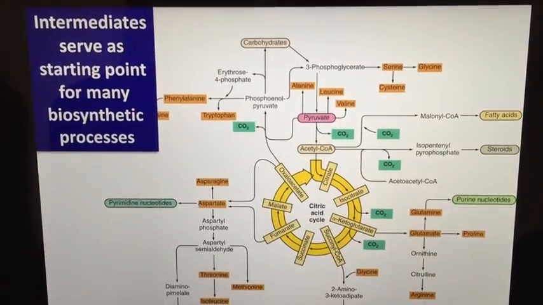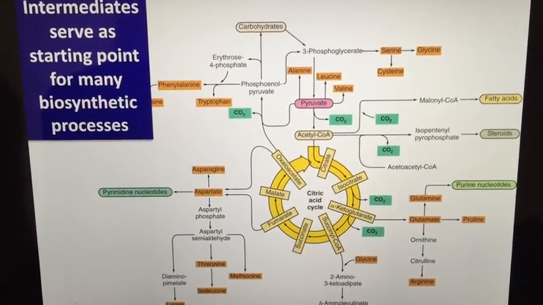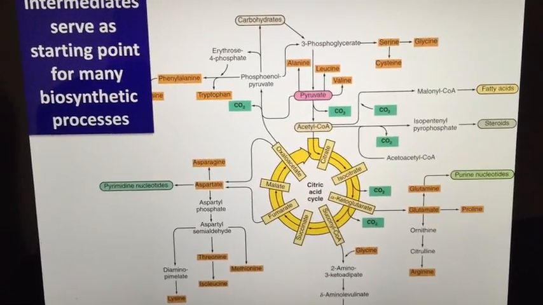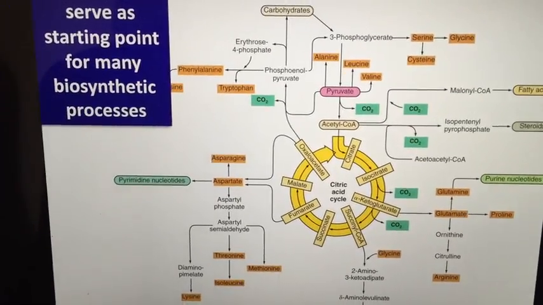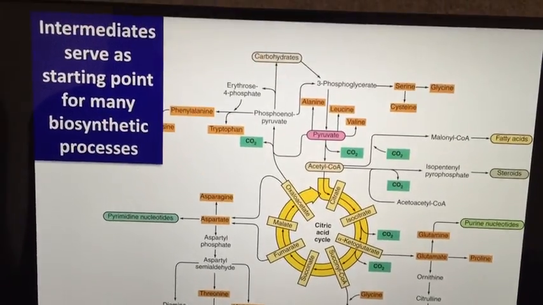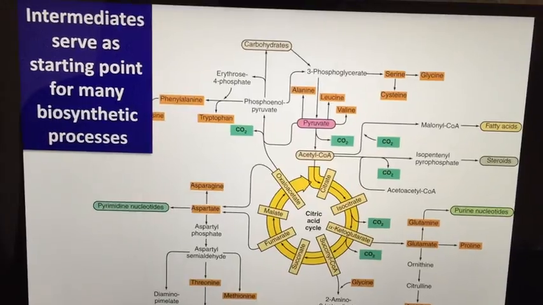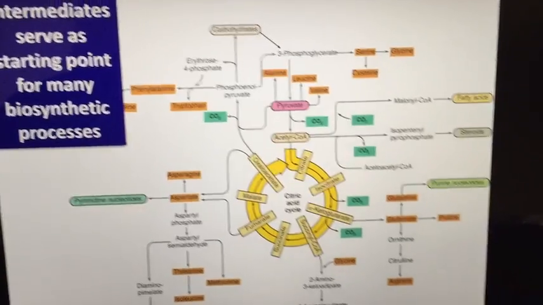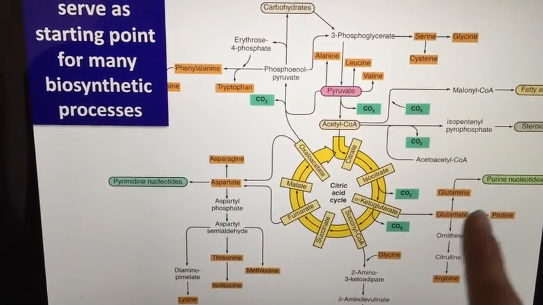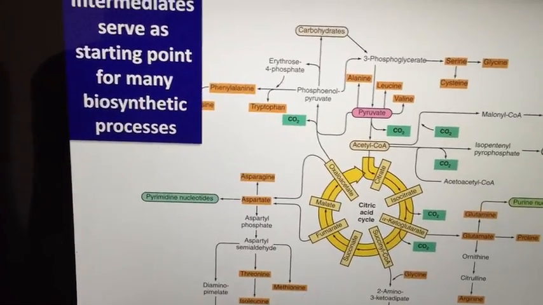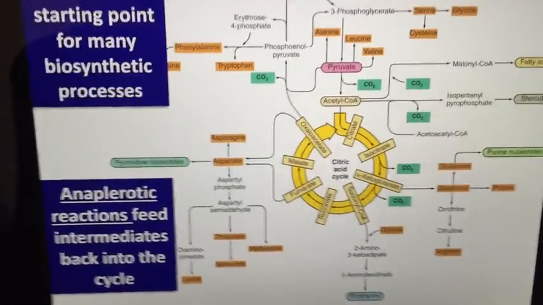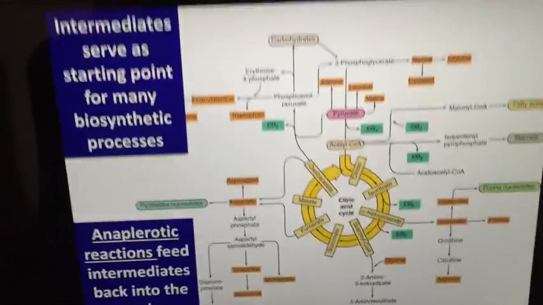Alright, so intermediates serve as a starting point for many biosynthetic processes. We've spoken about the citric acid cycle really as being a catabolic process, but the citric acid cycle is actually anabolic because it also serves as a starting point for many biosynthetic, building up processes. So many of these citric acid cycle intermediates can then go out of the cycle and form, for example, amino acids or nucleotides from the intermediates of the citric acid cycle. So we can call the citric acid cycle anabolic.